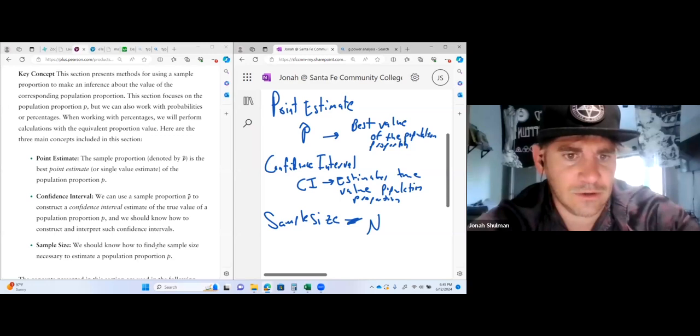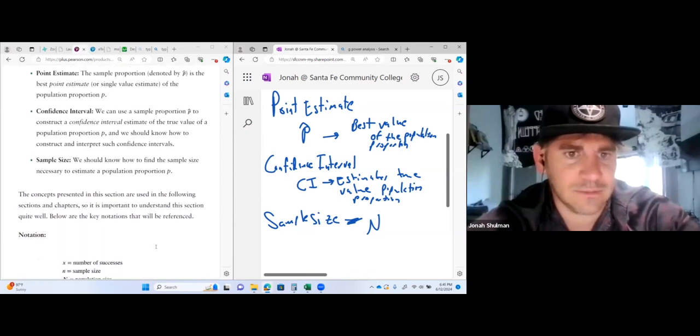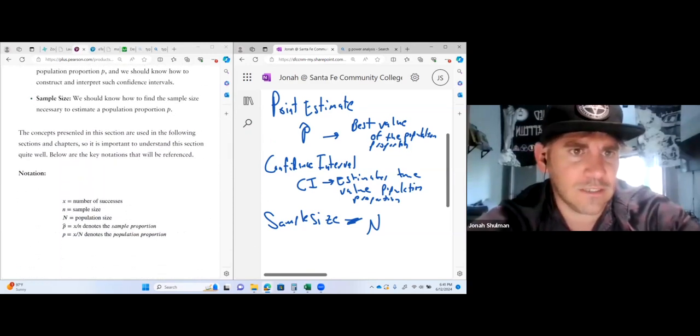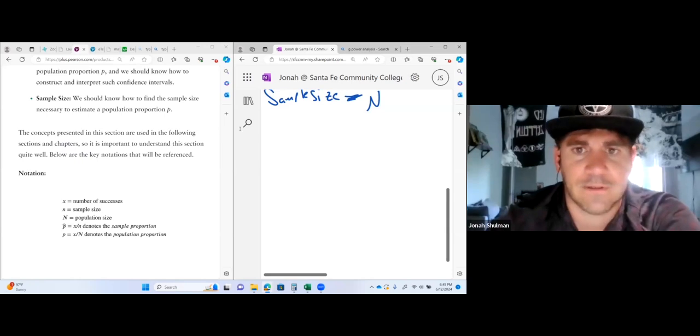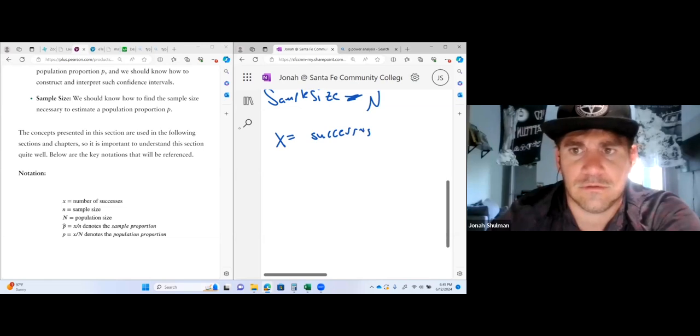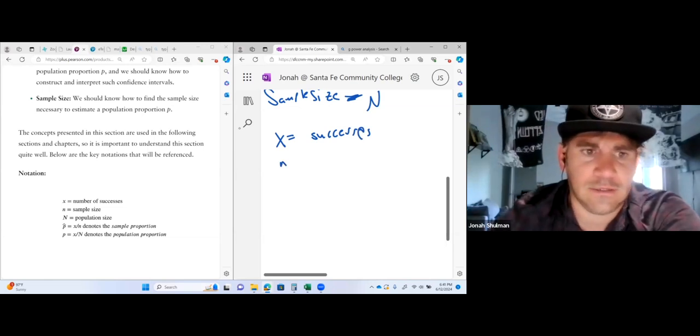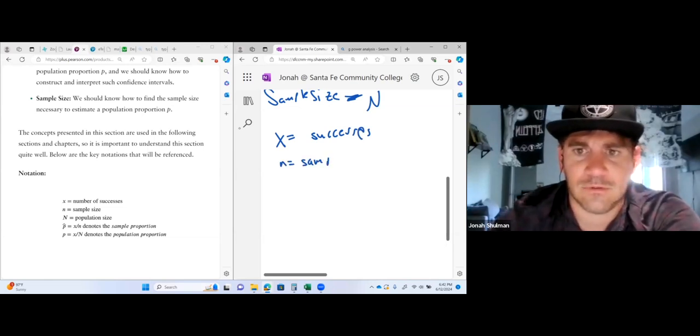And this says we need to know how to find the sample size necessary to estimate a population. The concepts presented use the following, so it's important to understand it quite well. So here are our notations. We might as well have it. X is success. n, that's our sample. Big N is population.